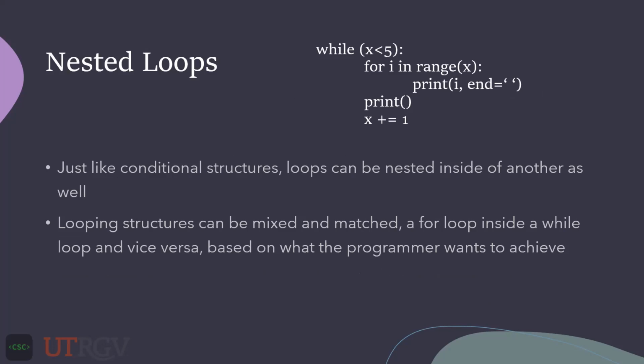Just like we saw with conditional statements, we can nest for loops as well, or just loops. They don't have to be the same type. You can put a while in a for or a for in a while, and you can nest them however many times you want.